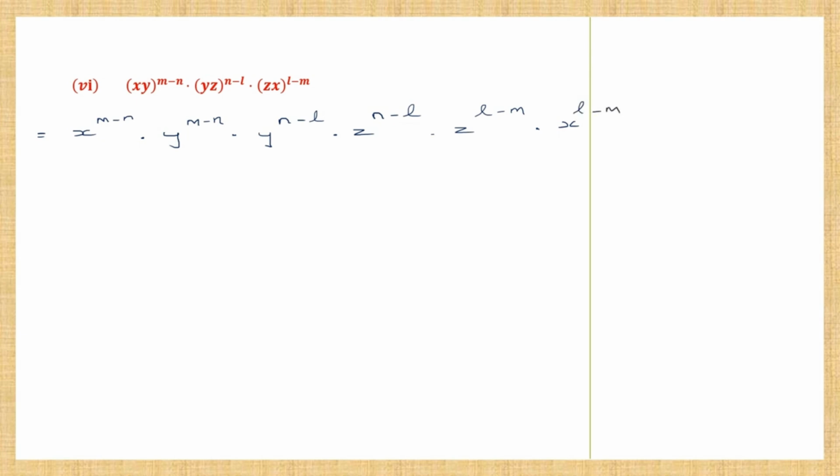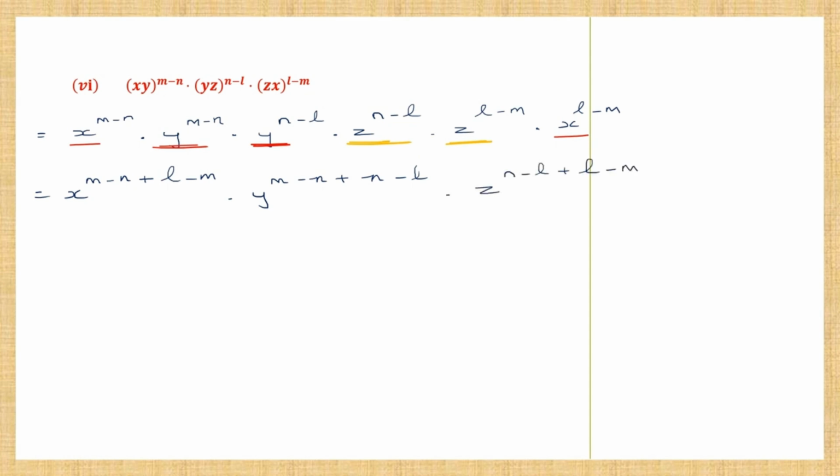Now let's take the variables with the same base, that is we have x here and x here. So that becomes x to the power of m minus n, and we can add the powers, plus l minus m. So when base is the same and it's multiplication, we can add the powers. Now let's take y. We have y here and y here. So that will be into y to the power of m minus n plus n minus l. Then we have z. Z is here and here. So that will be into z to the power of n minus l plus l minus m.